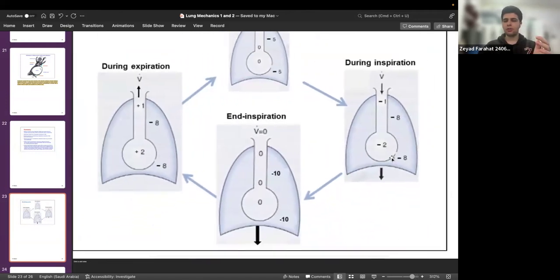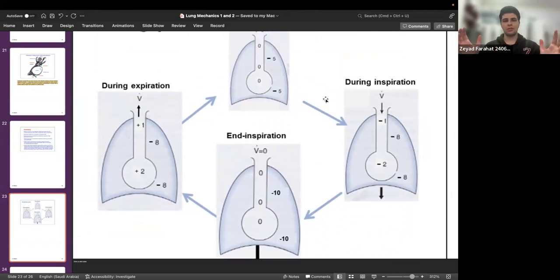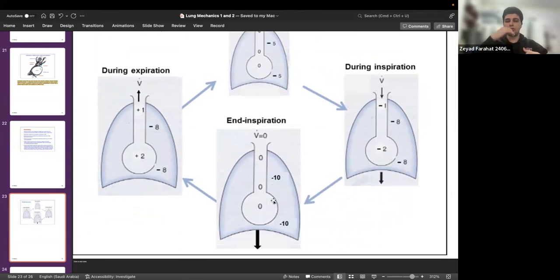Here, the pleural pressure is always the same as well. You're trying to expand the volume of the lungs. How do you expand the volume of the lungs? It's not just the muscles pushing out, they're pushing out the chest wall as well. So you're decreasing the pressure as well. And here is the same as well. Once you fill the lung, it has more volume, more air, and the pressure decreases even more.